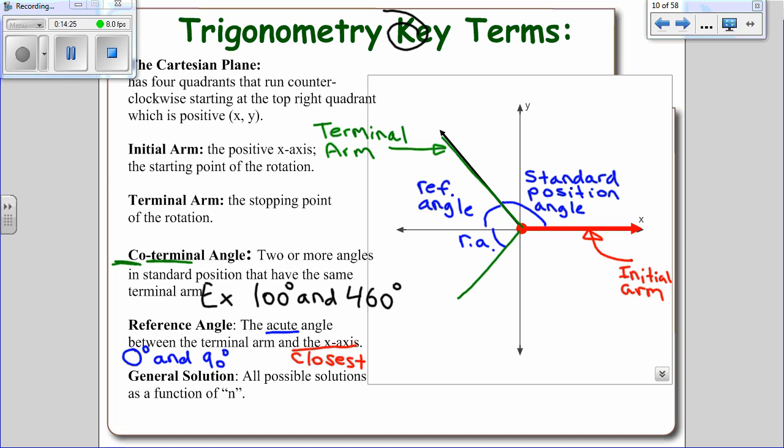Can you say that the standard position only goes 100? Exactly, yeah. Because that's the only way to get to the other side. Yeah.